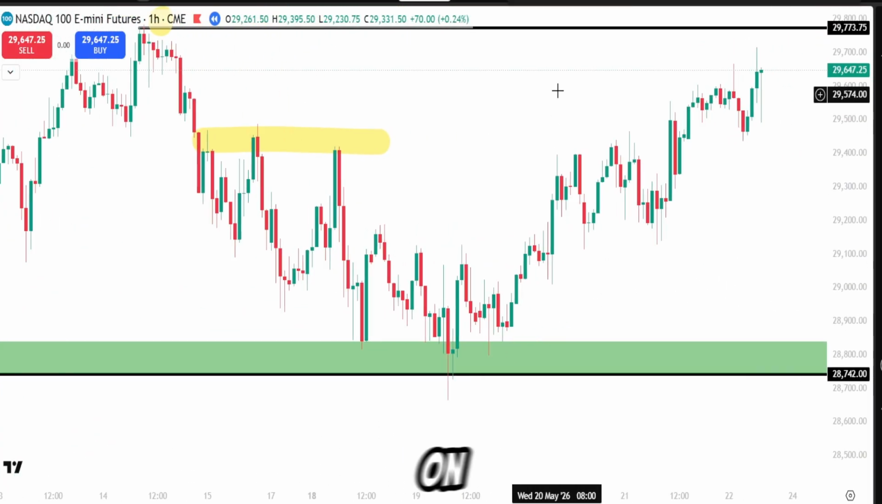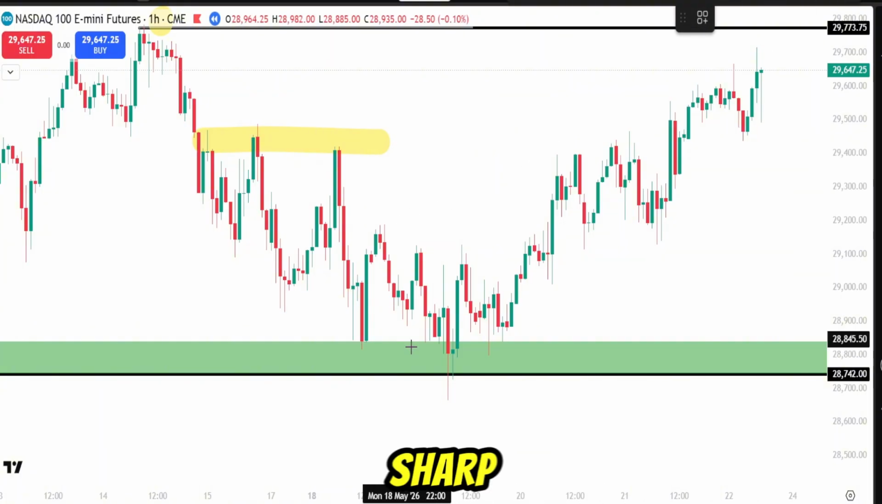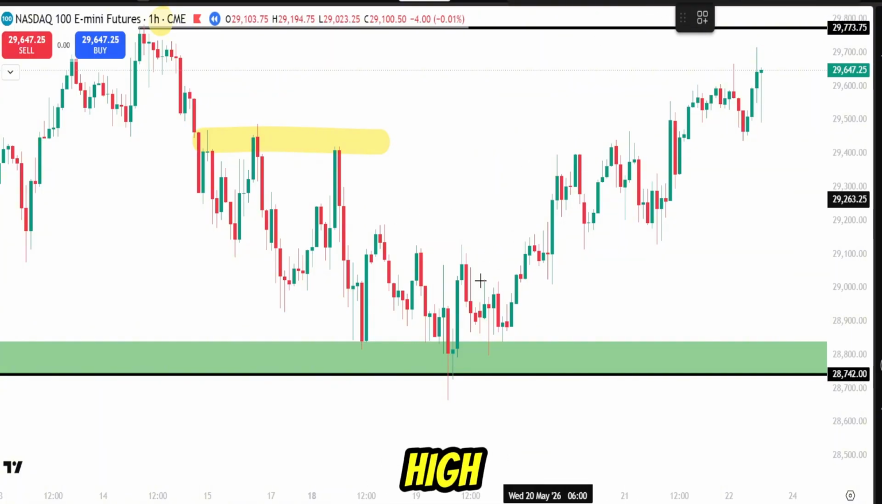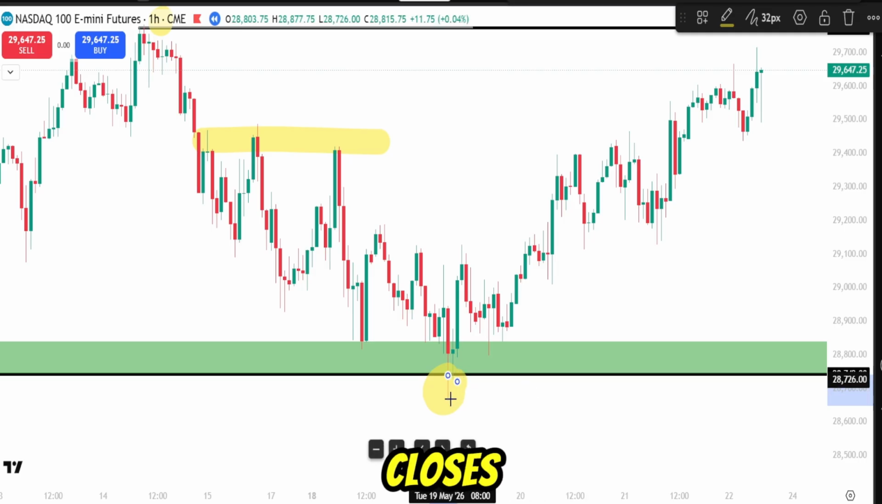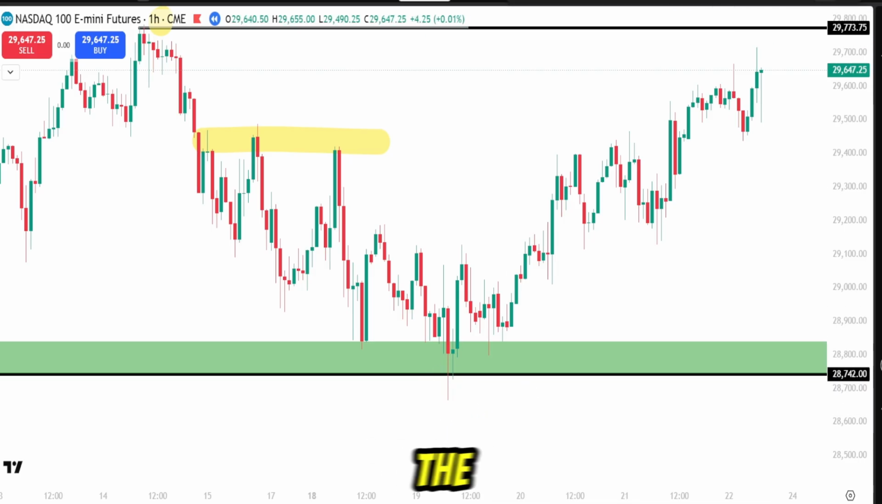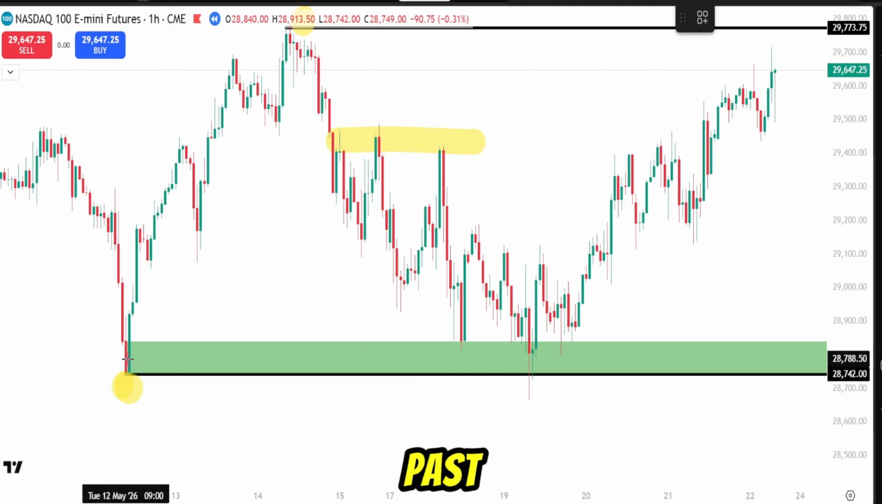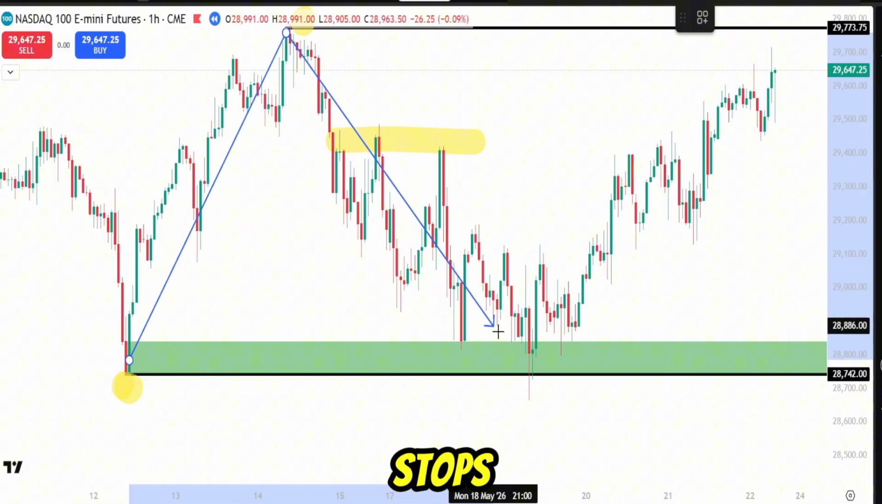What does this look like on the chart? A wick. A sharp wick that pokes beyond the swing high or swing low and then closes back inside. That wick is the sweep. That's price going past the level, grabbing all the stops, and coming back.